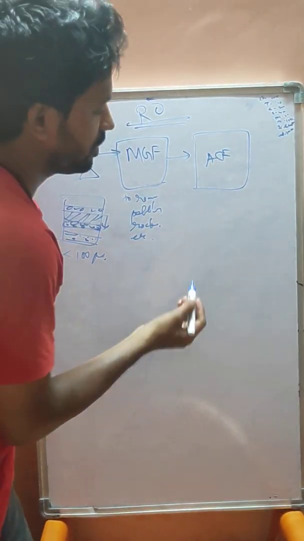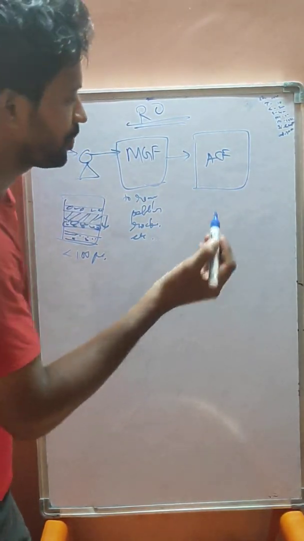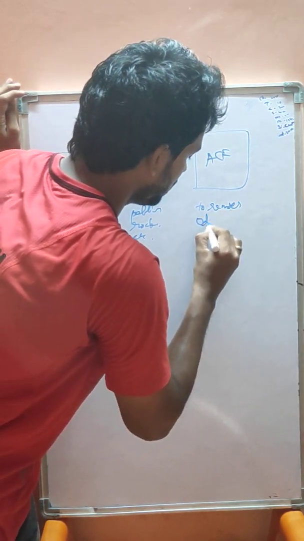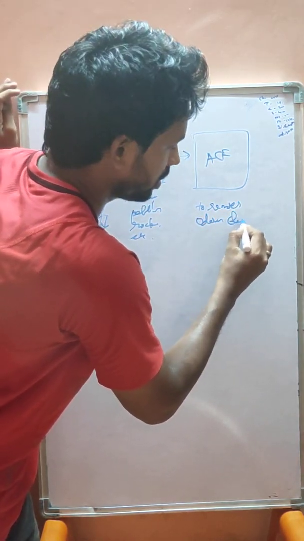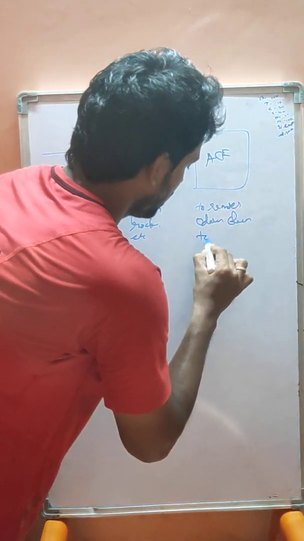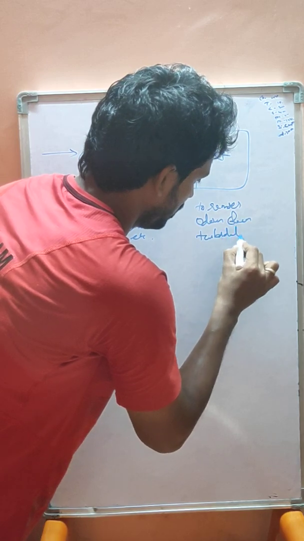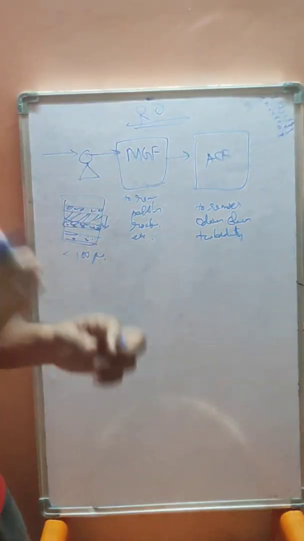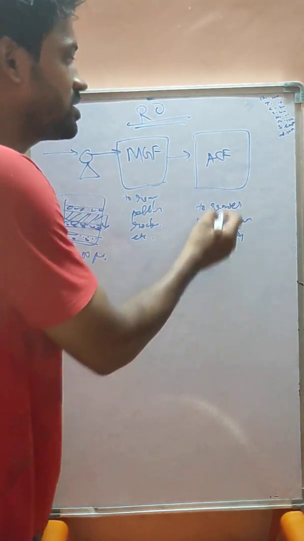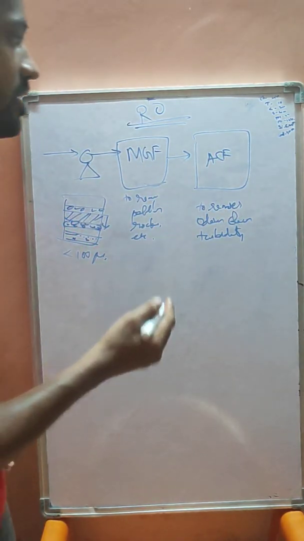Why are we using this one? The purpose of this activated carbon filter is that it removes odor and color, as well as turbidity. We can see a little haziness in the water; that's what we call turbidity. To remove all these things, we are using this activated carbon filter.